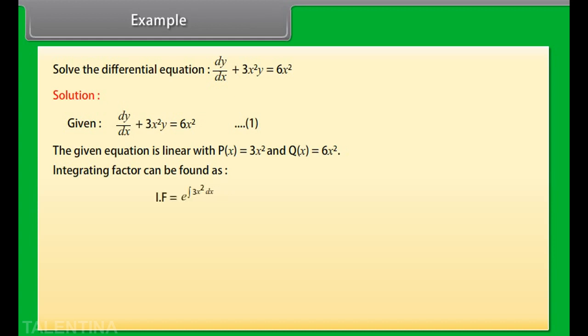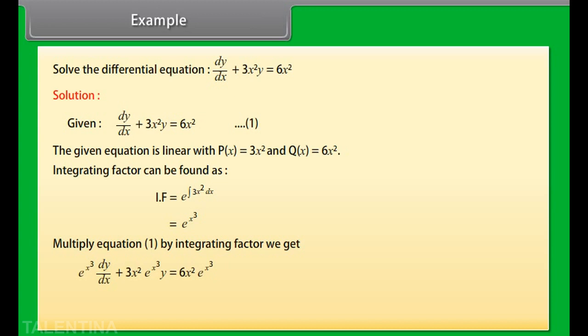I.F. equals e raised to the power integral of 3x square with respect to x equals e raised to the power x cube. Multiply equation 1 by integrating factor, we get e raised to the power x cube into dy/dx plus 3x square into e raised to the power x cube into y equals 6x square into e raised to the power x cube, or d/dx of e raised to the power x cube into y equals 6x square into e raised to the power x cube.